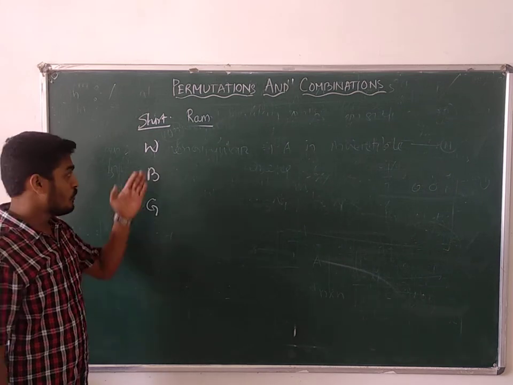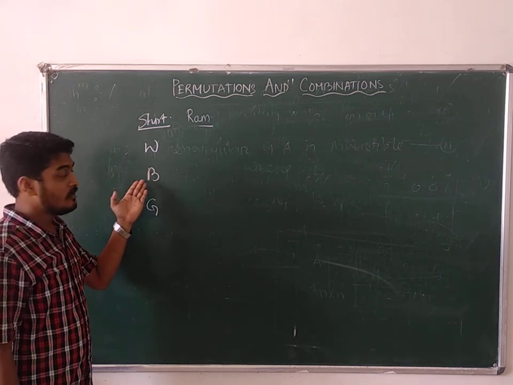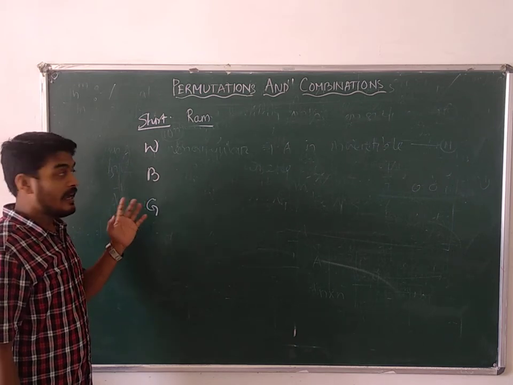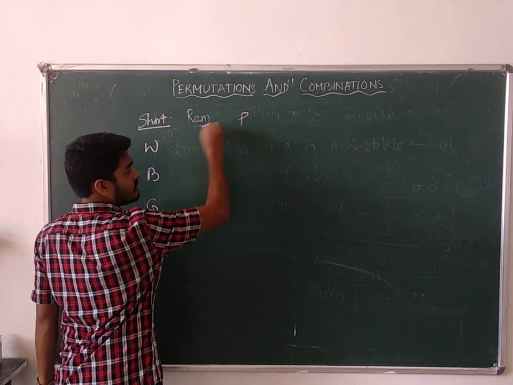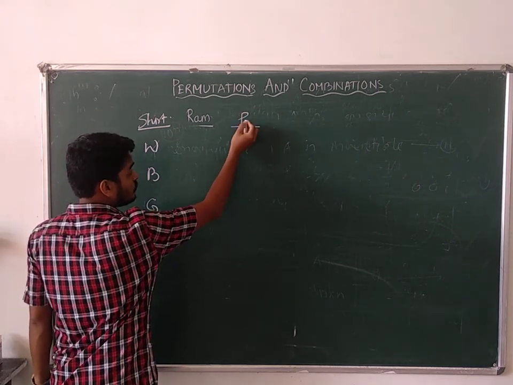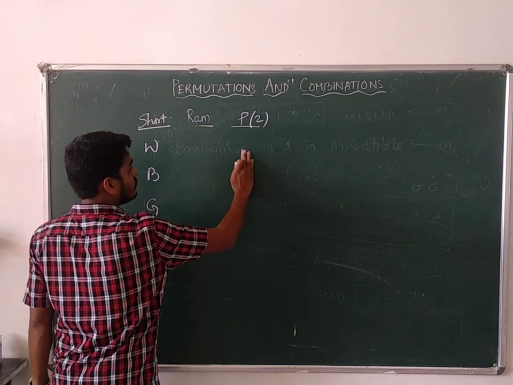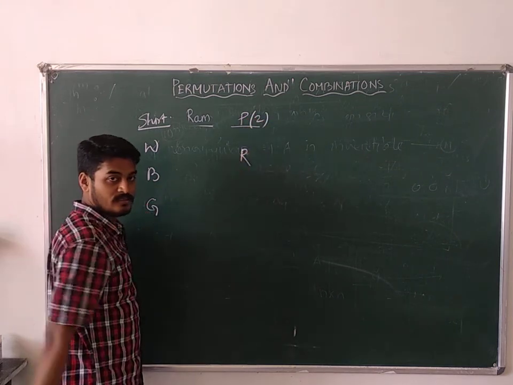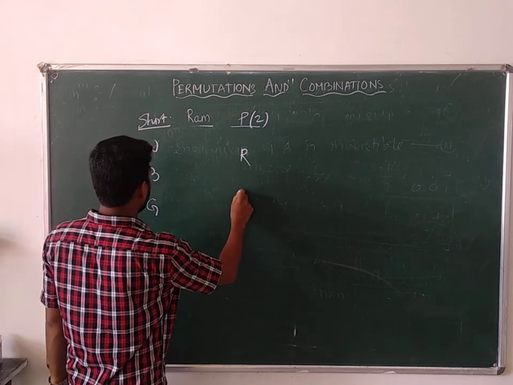3 different shirts. 1 white shirt is there, 1 black shirt, or 1 green shirt is there. As well as he has 3 different pants. Okay, 3 different pants are there. Sorry, 2 different pants are there. One is black, suppose one is red pant, and another is suppose yellow.